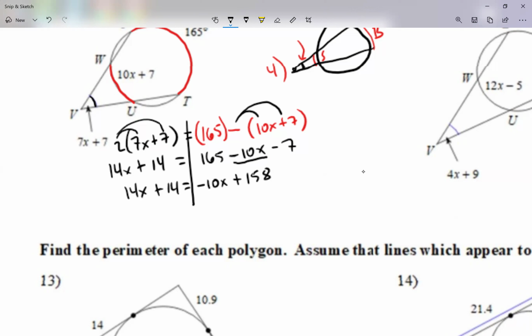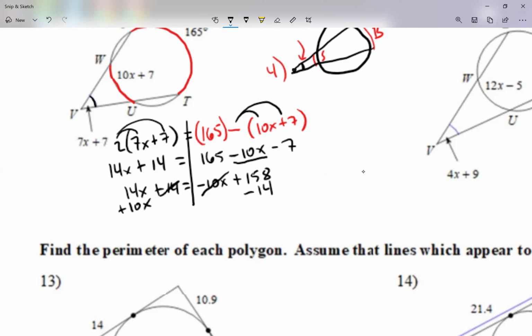Gotta move one of them. I'm gonna move the negative, to be honest, because I don't want to deal with negatives. So this negative 10x, I'm gonna move it to the left as a positive 10x. Gotta switch the sign. And then this positive 14, I'm gonna move it to this other side as a minus 14. Gotta switch the sign. Notice how I moved everything that had a letter to the left, to one side. Everything that didn't have a letter, I moved to the other side.